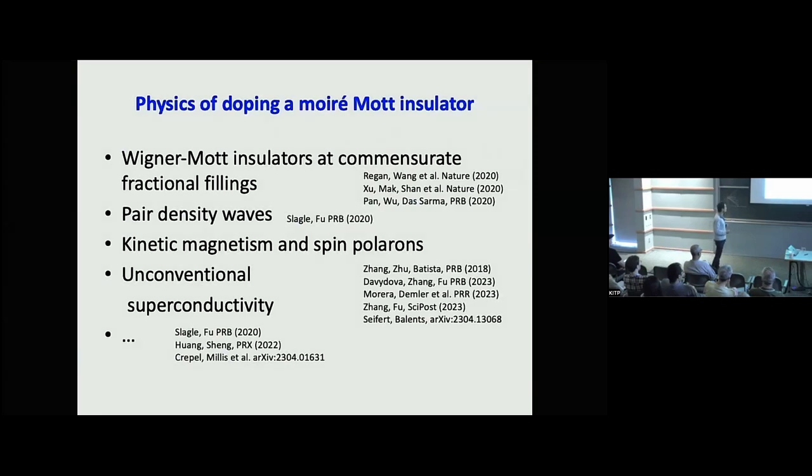These are a series of theoretical references predicting that you can actually get kinetic magnetism and spin polarons in this system. And of course, you can also predict, but not observe, the emergence of unconventional superconductivity, and that has still to be explored experimentally. But I will focus on this part, basically the kinetic magnetism.